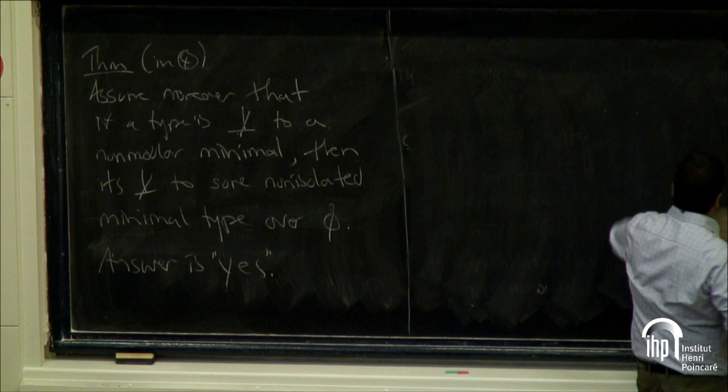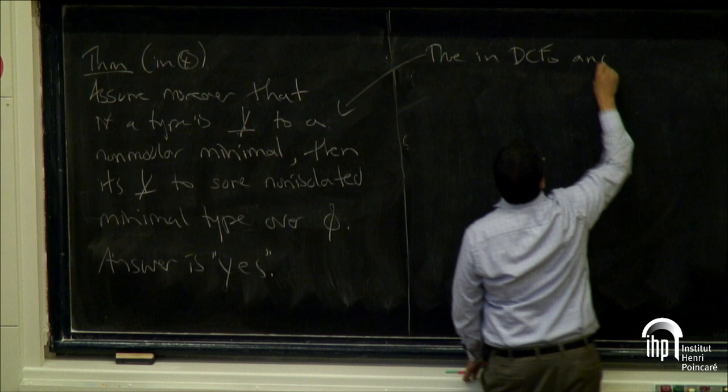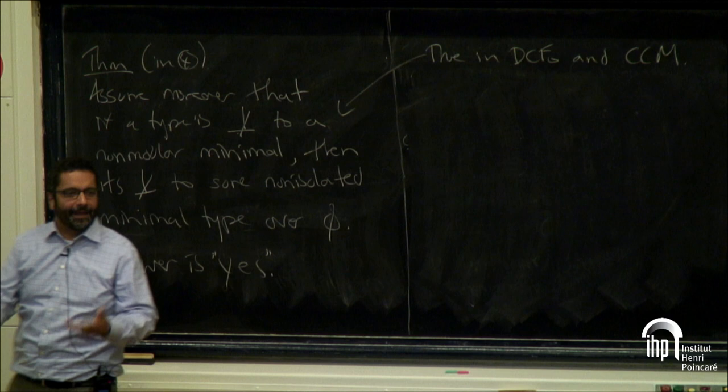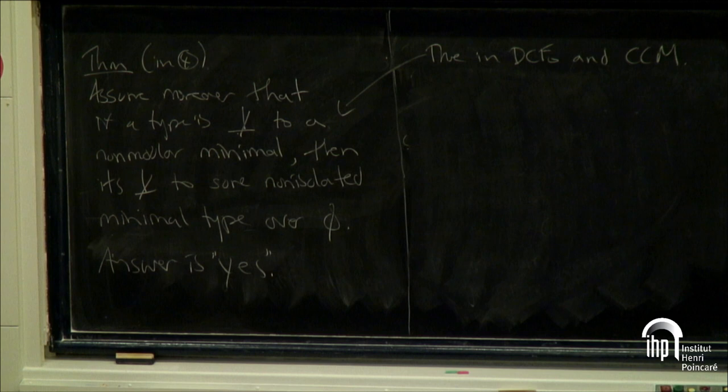So let me just write down, this assumption is true in DCF0 and CCM. And in general, the question is, when you don't have a Zilber trichotomy, this is in some sense weaker than the trichotomy, right? I'm just asking about what the non-modular minimals look like, but I'm only asking that they come from non-isolated types over the empty set. I'm not asking for a field or anything.